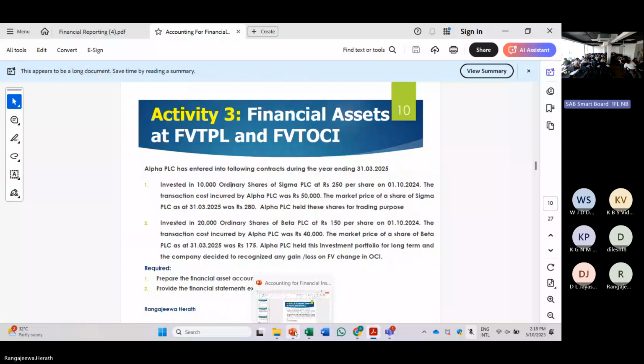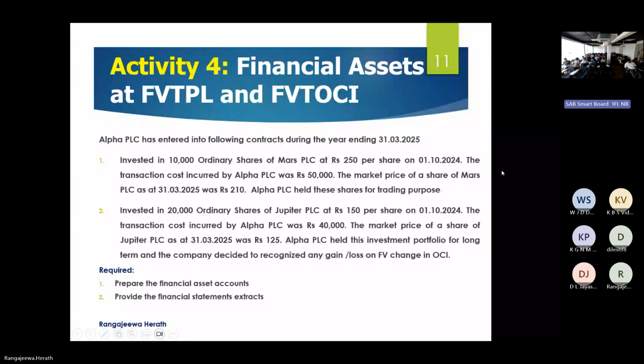Okay, you can attempt activity 4. Activity 4, the only difference is the market price, the fair value has reduced now.